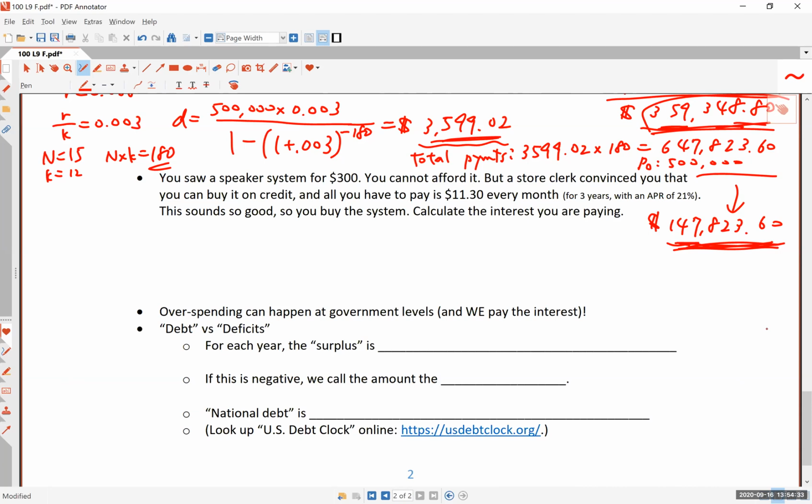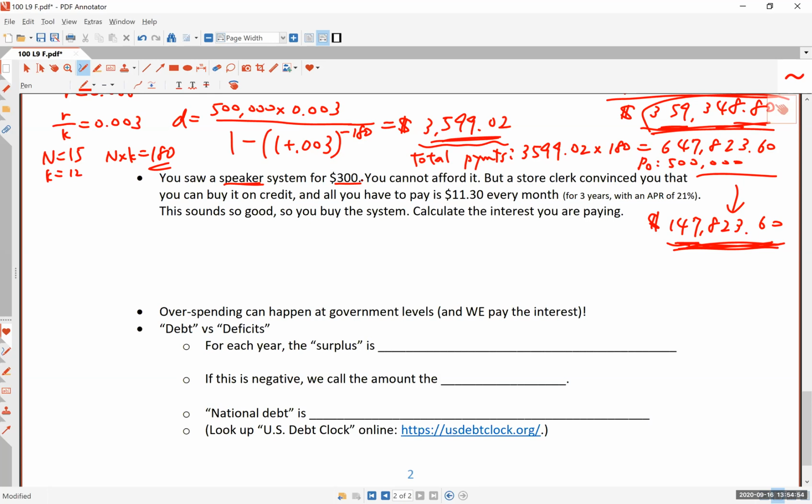let's say a little smaller term, now maybe more realistic for a college student. This time you're not buying a car, you're not buying a house, you're just buying some nice speaker system. You saw a speaker system for $300. Great. Well, you can't afford it. Okay, you're going to college. You have to buy books and you have to, whatever.